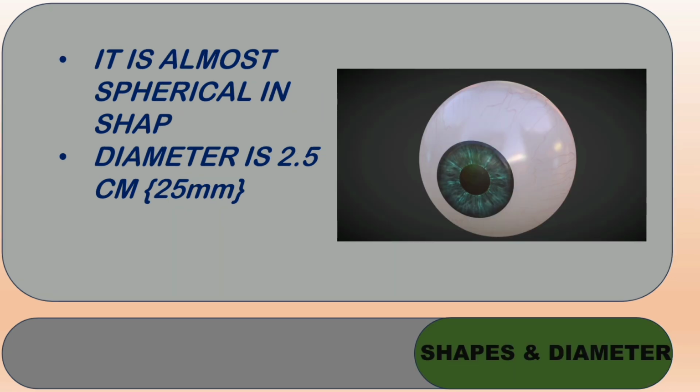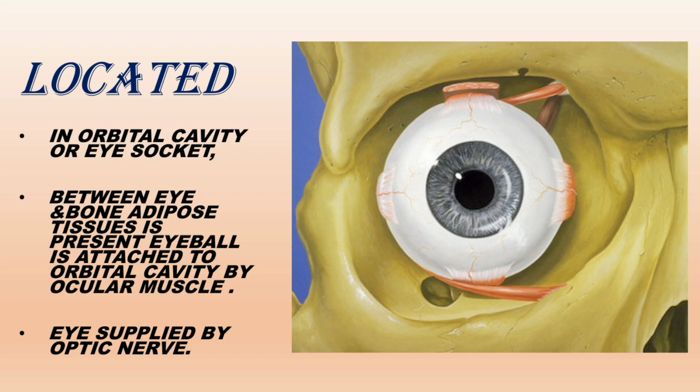Shape of the eye. The eye is almost spherical in shape, though it is not a perfect sphere. Diameter of the eye. The diameter of the human eye is approximately 2.5 centimeters, 25 millimeters. Location of the eye. The eye is located within the orbital cavity, also known as the eye socket, which is a bony cavity in the skull.